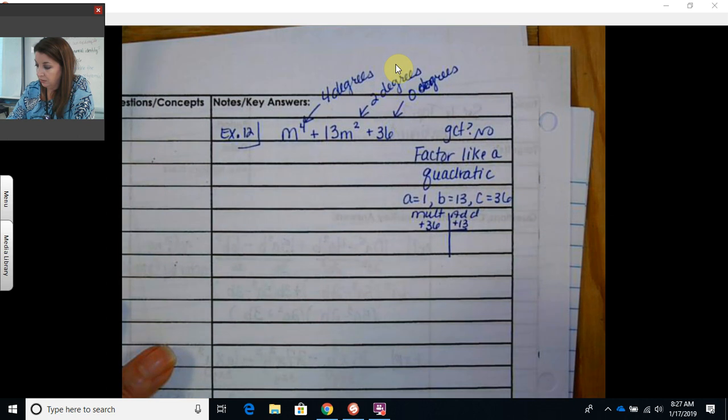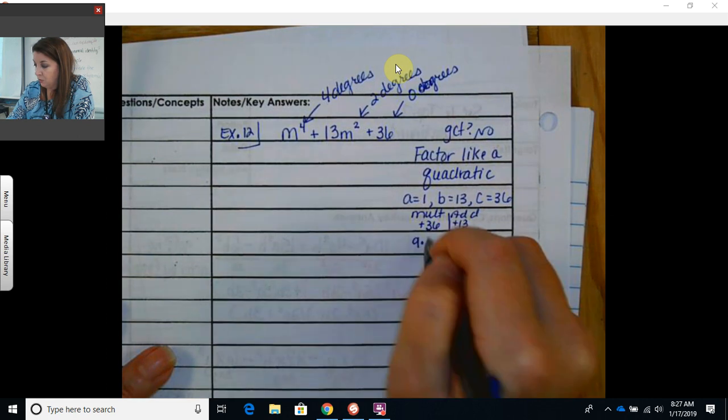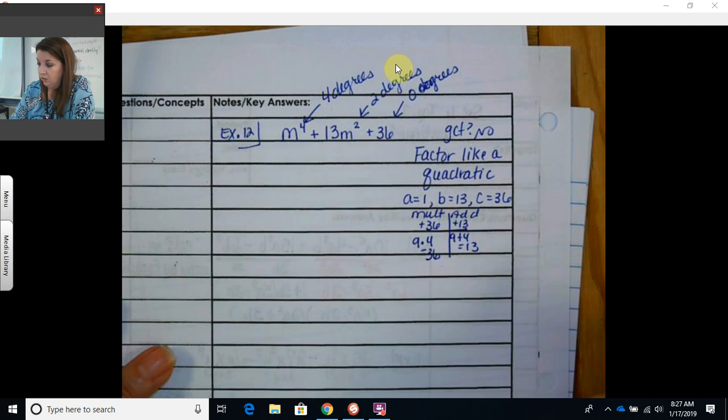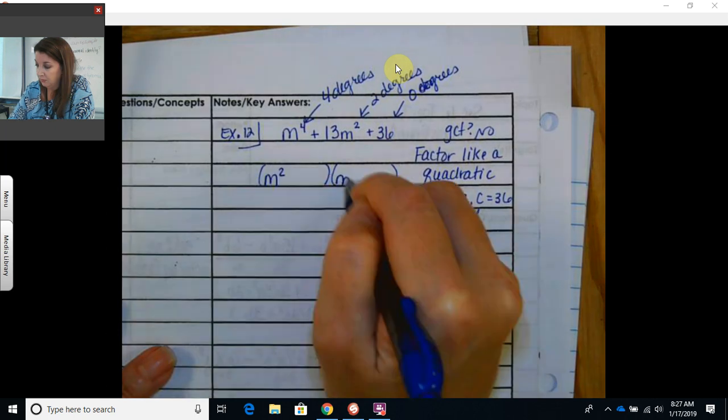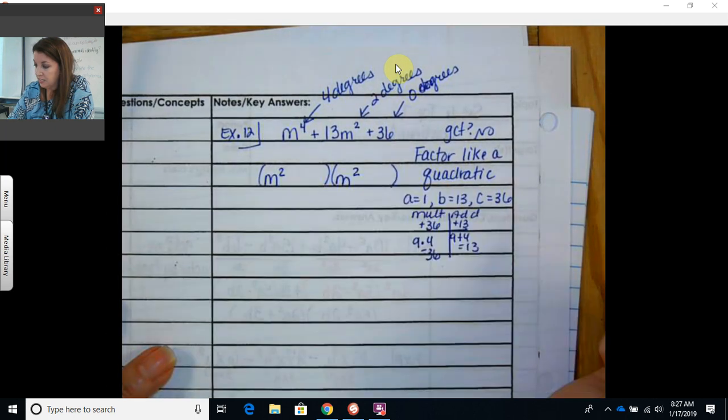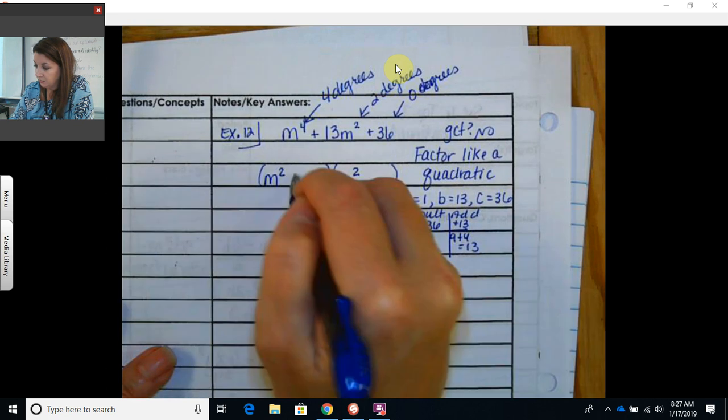9 and 4. 9 times 4 equals 36. 9 plus 4 equals 13. So in my parentheses, instead of putting m as the first term in each set, what do you think I put? M squared. And then I have a plus 9 and a plus 4.